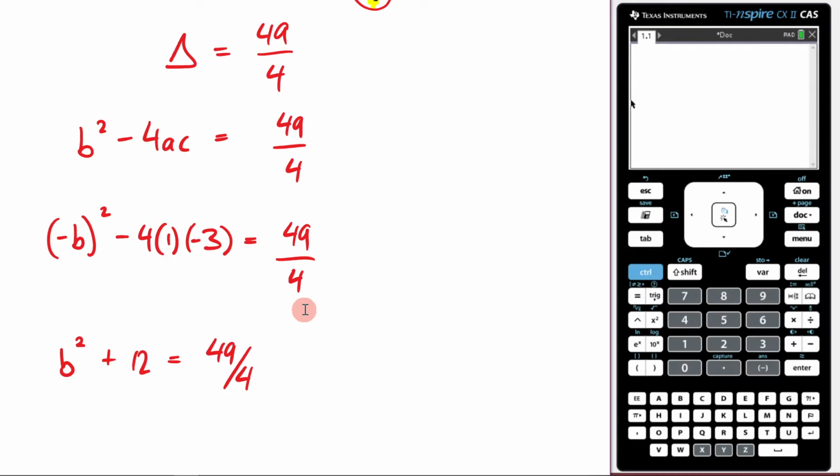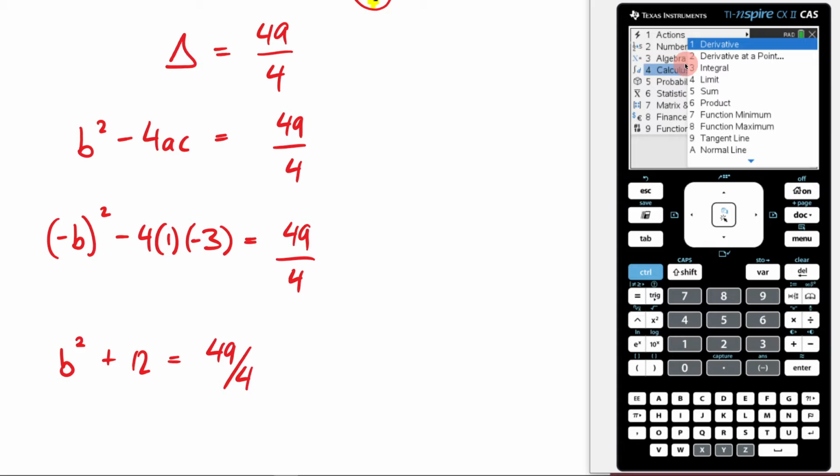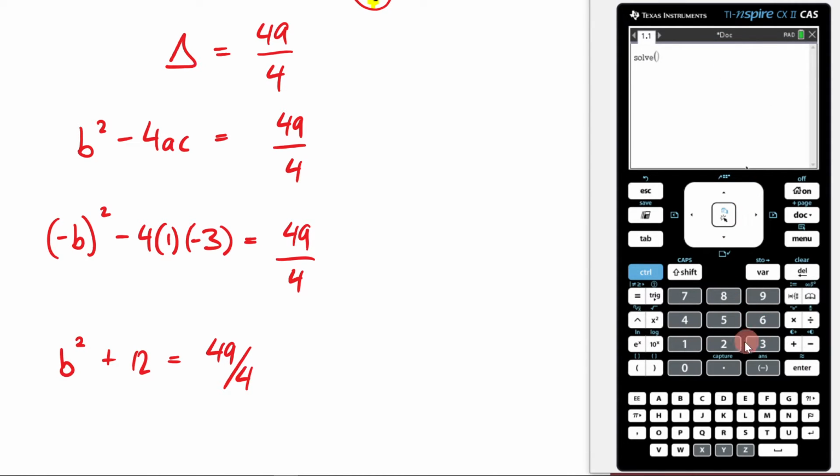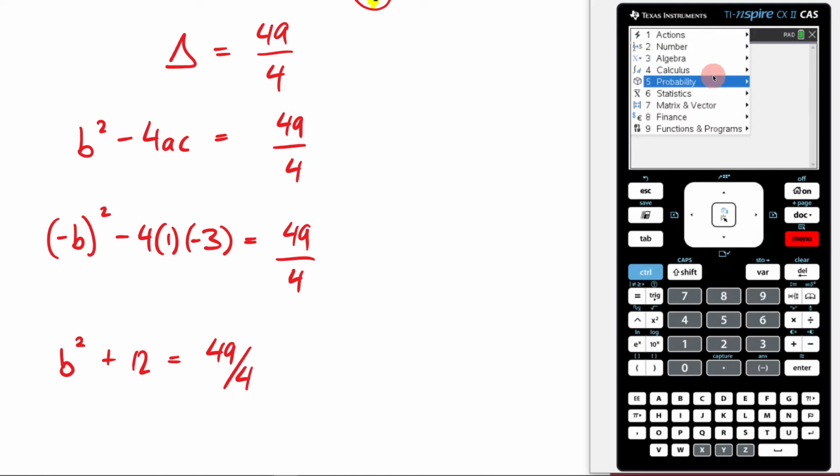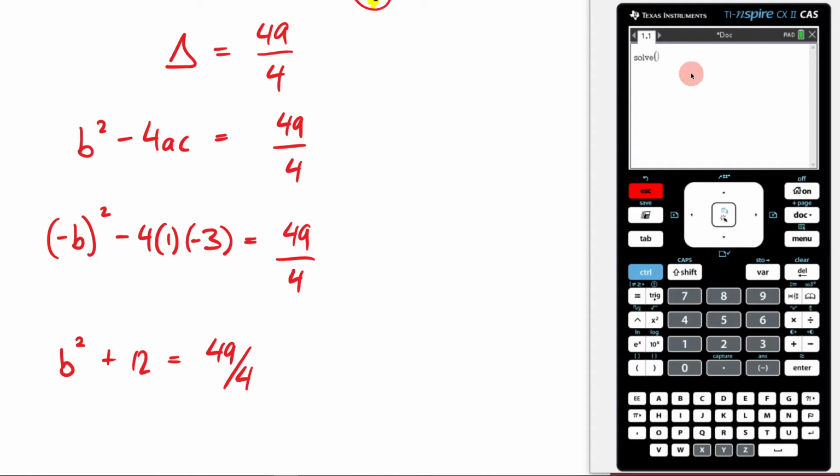And then, there's a couple of different ways you could do this. You might just want to come here and go menu 3, 1. So it's really good if you can use the 3, 1 instead of going through the menu and doing all of that. It's just hard for me to do that on the computer. Then what I'm going to do is I'm going to take b squared plus 12 equal to 49 on 4. I'm going to solve it for b.